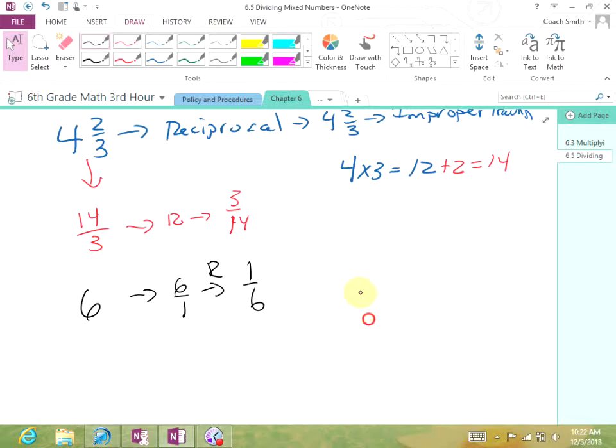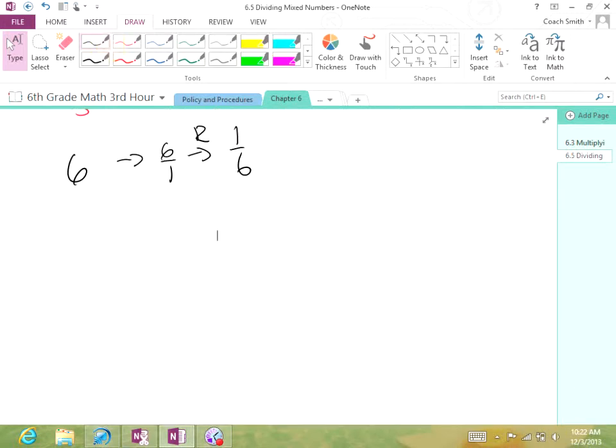Now, we only flip the number behind the division sign. So let's look at an actual problem. Your first problem in your homework is this problem. We've already done the parts to it. Okay, 4 2/3 divided by 6.